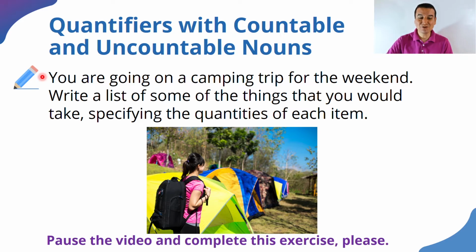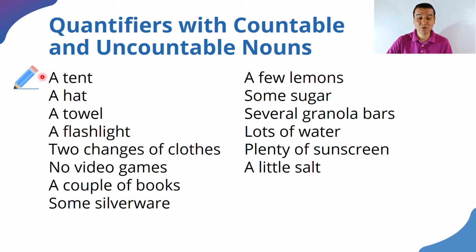All right, thank you for having done that, and let me show you a sample answer that a girl wrote. She wrote a tent, yes, 1 tent, a hat, yes, important to protect yourself from the sun, a towel, I guess, yeah, I haven't thought about that. That's a good idea. A towel, a flashlight, yes, to see at night, 2 changes of clothes. I like this. 2 changes of clothes means 2 sets of clothes. Some pants, shirts, socks, underwear, etc. And 2 sets, 2 changes of clothes.